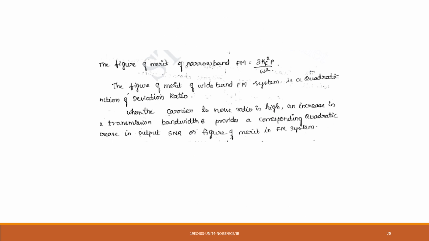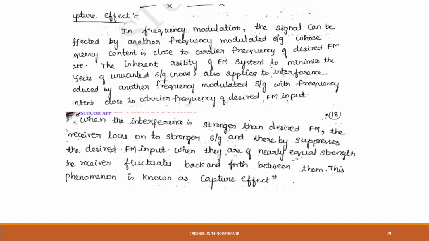So the figure of merit of a wideband FM system is a quadratic representation of the deviation ratio. When the carrier to noise ratio is very high, there is an increase in the transmission bandwidth, and this provides a corresponding quadratic relation, or an increase in output SNR. So this is the inference we get from the measurement of the figure of merit of an FM system.